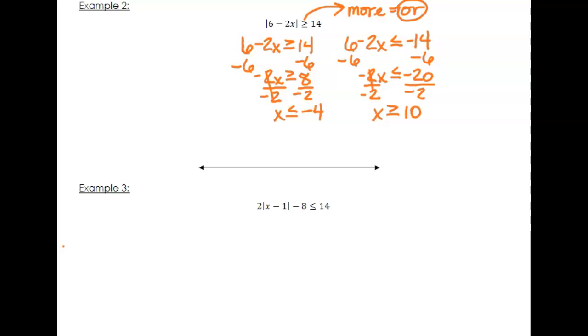I'm graphing my two numbers on a number line with the negative on the left and the positive value on the right. Because this is an OR set of inequalities, I'm going to shade outside. My points are closed. This point is also closed. And I have my solution set, where x is less than or equal to -4, or x is greater than or equal to 10.